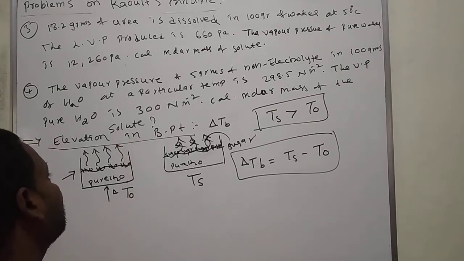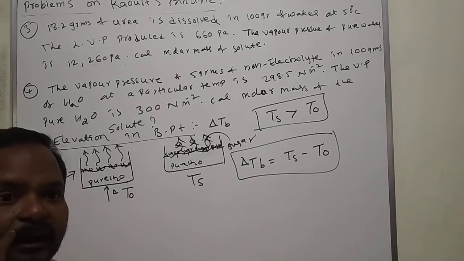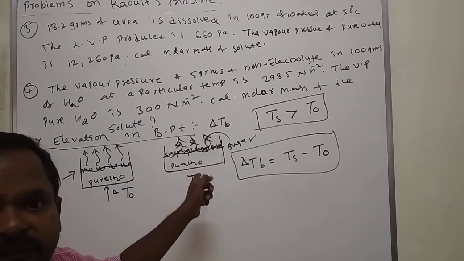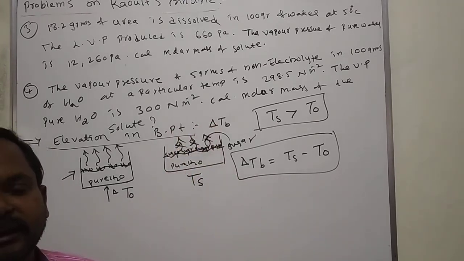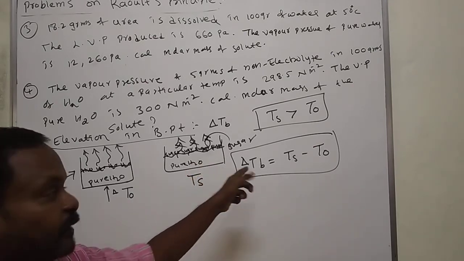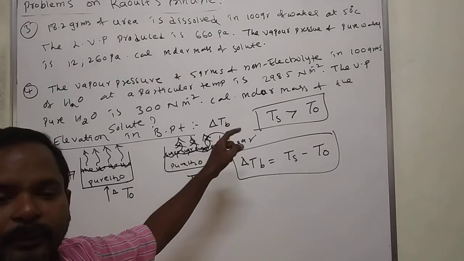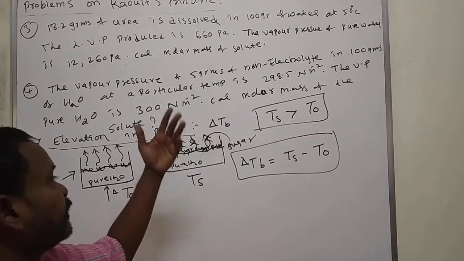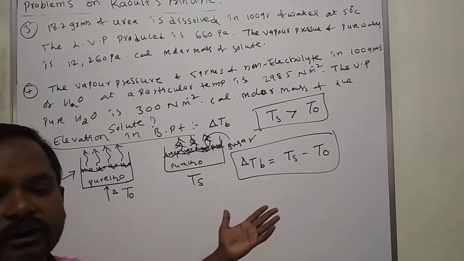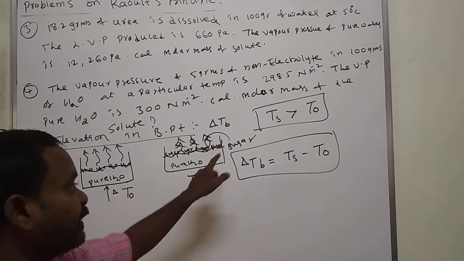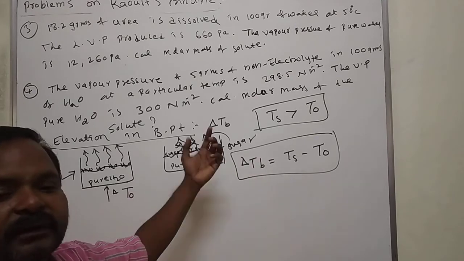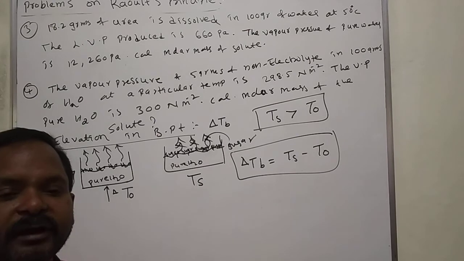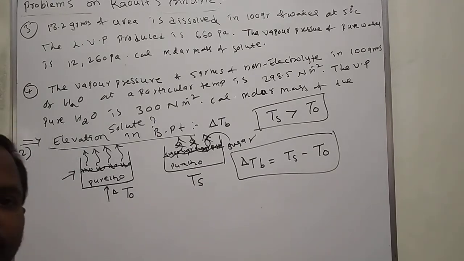This is also called a colligative property. Why is it called a colligative property? After the addition of sugar, the boiling point of this solution increases. That means the boiling point depends on sugar particles. The property which depends on particles of solute we call a colligative property. Here it depends on particles of sugar. That's why elevation in boiling point is considered a colligative property.